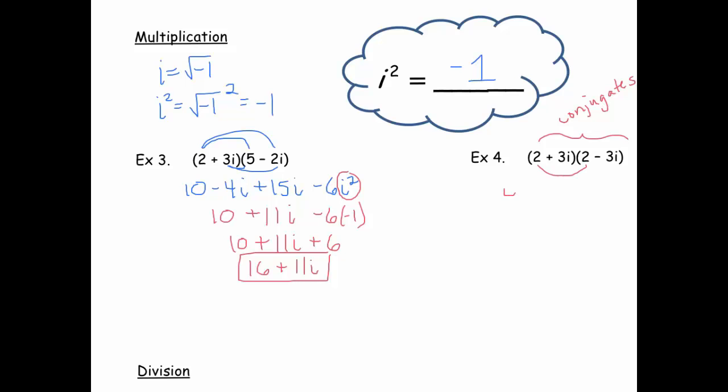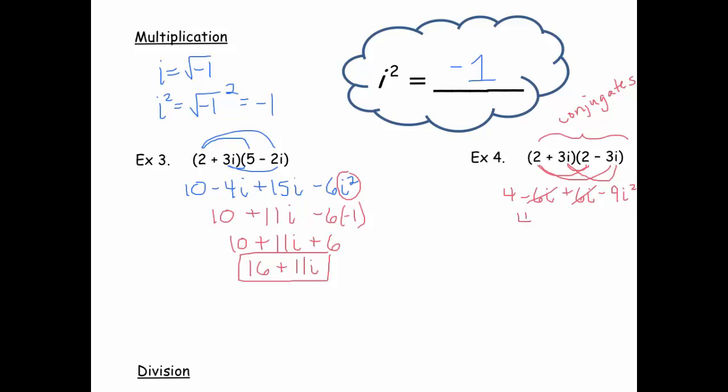2 times 2 is 4. 2 times -3i is -6i. 3 times positive 2i is positive 6i. And 3i times negative 3i is negative 9i squared. Okay, so let's combine our like terms here. Negative 6i and positive 6i, when they add together, they get 0, so that cancels out.